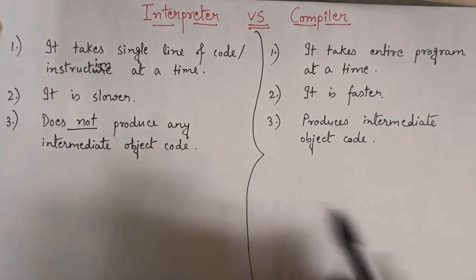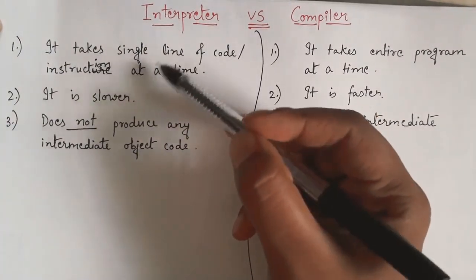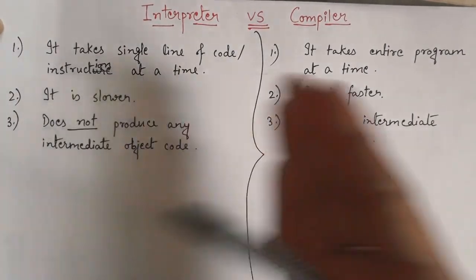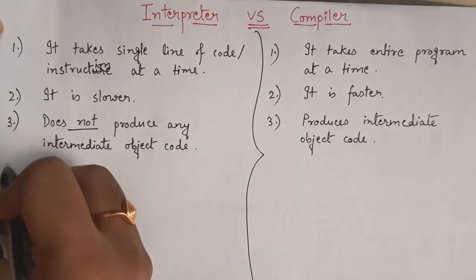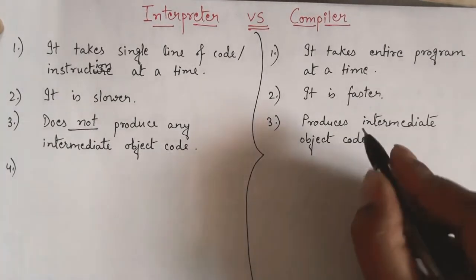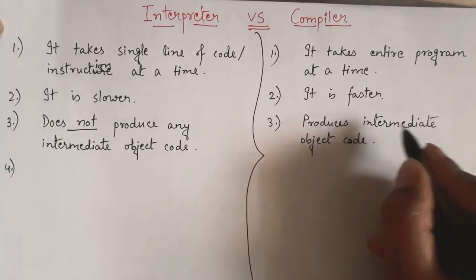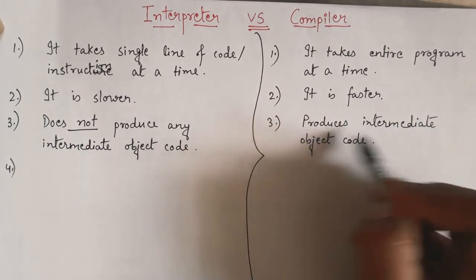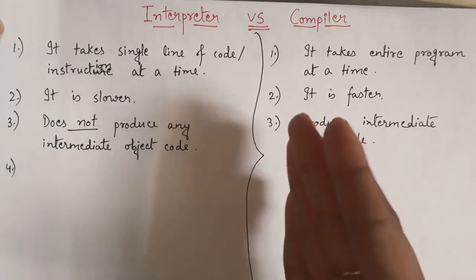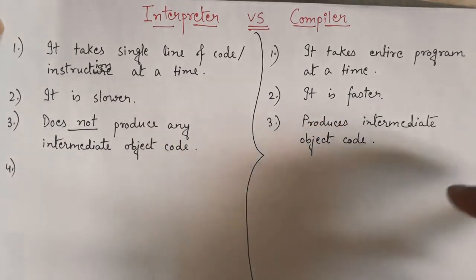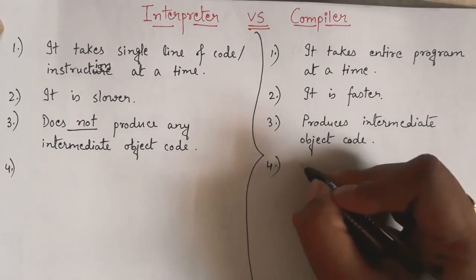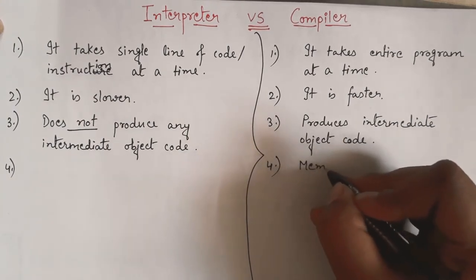Fine. Now again, as these two points were related, that it takes a single line of code, so you can say that it is slower. So in this case, what we can deduce from it is that obviously the compiler produces intermediate object code, and that is why it produces intermediate object code. Now obviously if it produces it, then we need some place to store it. So in this case, the memory requirement increases.